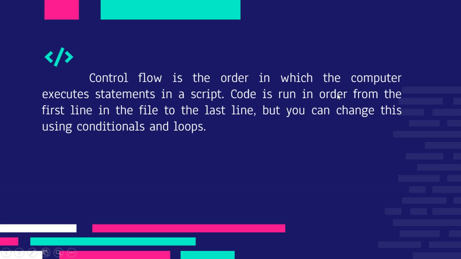So here we have code that is run in order from the first line in the file to the last line. That's in Python. It is not so in every programming language. But you can change this using conditionals and loops, which are known as control flow, right? You can change the way the program runs using conditionals and loops. You can make it not go line by line from the first line to the last line.